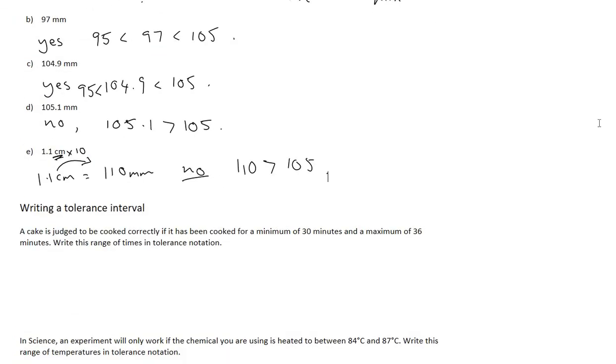It's maybe a little bit trickier, but not much trickier, is writing the tolerance notation. So let's have a look at two little scenarios. In the first one, a cake's judged to be cooked correctly if it's been cooked for a minimum of 30 minutes and a maximum of 36 minutes. They want you to write this range of times in tolerance notation. So let's draw another little picture. My minimum acceptable value is 30 minutes and my maximum value is 36.